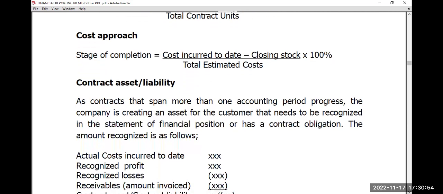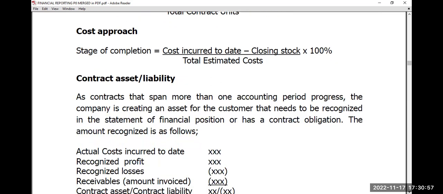Then the other approach, which is the last one, is the cost approach. When you are looking at this cost approach, we are looking at how much you have incurred in terms of the costs, vis-a-vis the estimated cost that you are supposed to incur at the end of the operation. The stage of completion now will be the cost incurred to date minus the closing stock.